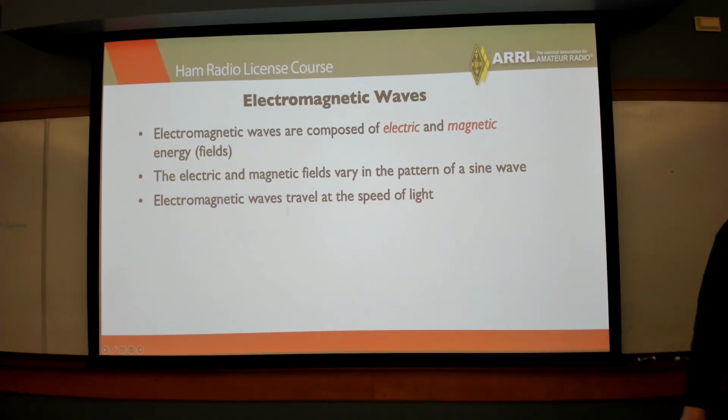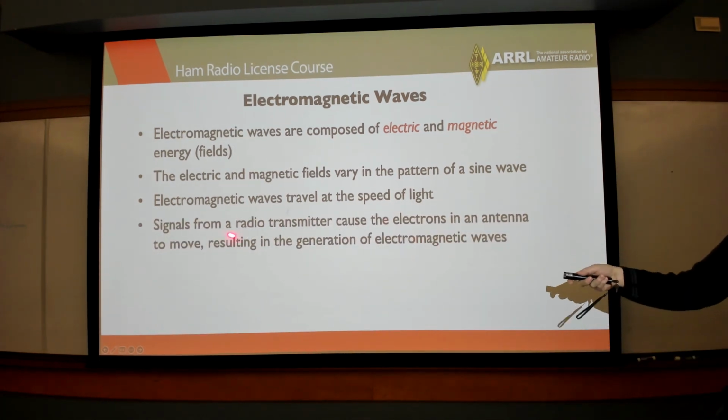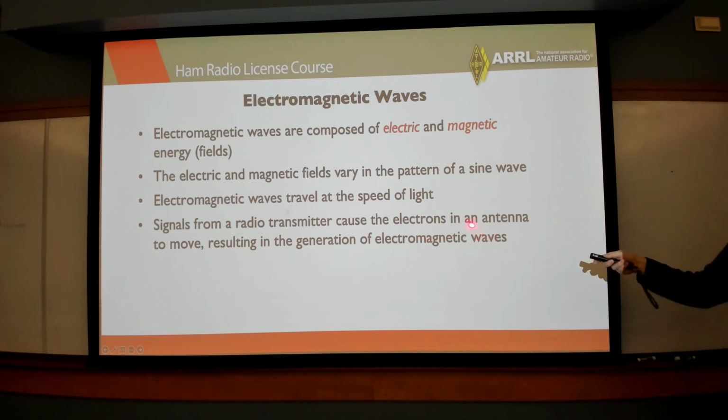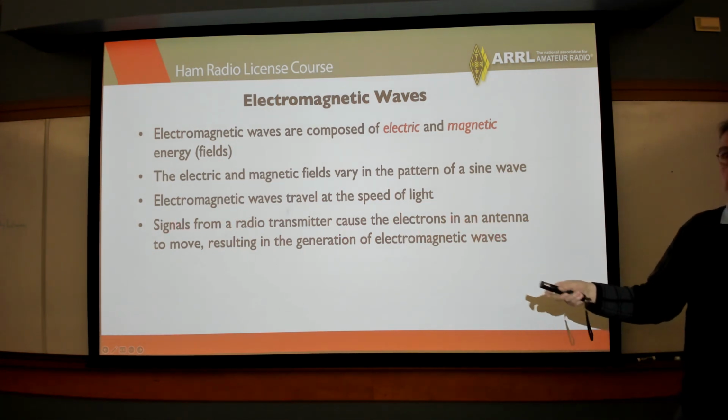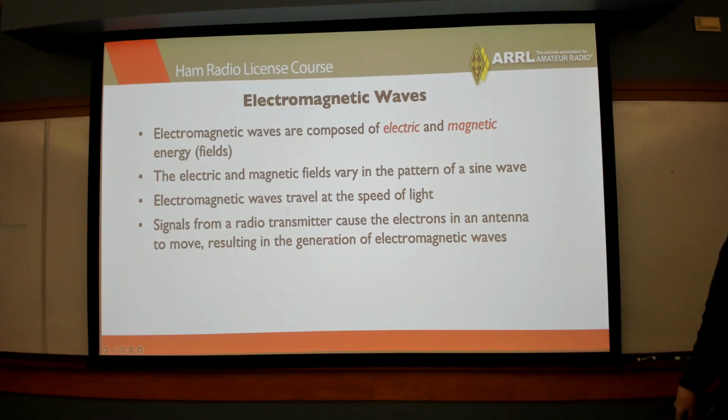They travel at the speed of light. So all radio waves, all electromagnetic phenomena travel at the speed of light. And signals from a radio transmitter cause the electrons in an antenna to move, which in effect results in the generation of electromagnetic waves.